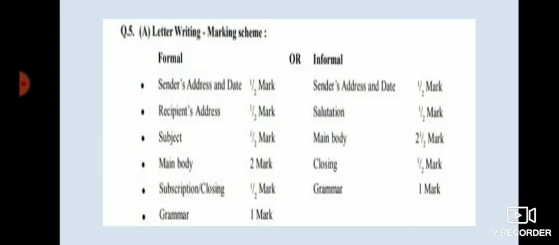The marking scheme of the informal letter is here. If you write sender address and date, you will get half mark. Salutation is very important in informal. So if you write salutation, you will get half mark. And in the informal letter, for the main body 1.5 marks, enclosure or closing half mark, and 1 mark for grammar. So this is the writing skill. First one, question 5A, letter writing, formal or informal letter. You have to choose any one of both.